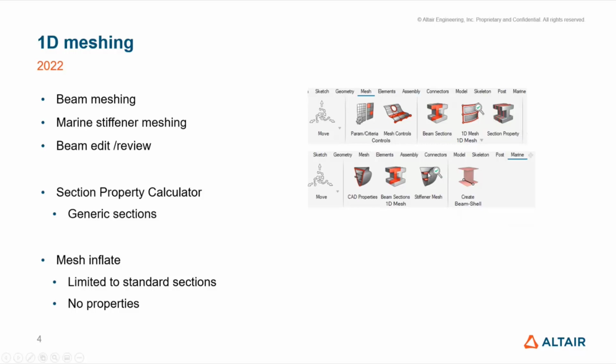was able to auto-generate all of the scantling for such a CAD from just orphan lines. We also had some tools for section property, but they generated only generic sections. And mesh inflate was well done in Marine, already there as beam to shell, but very limited to standard sections, and property was even lost after inflate.